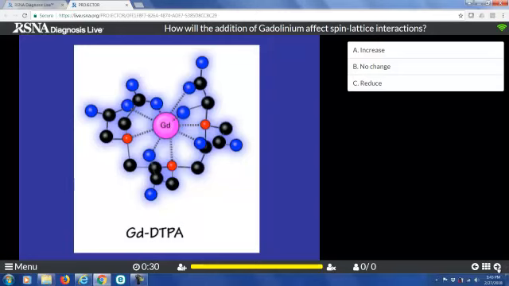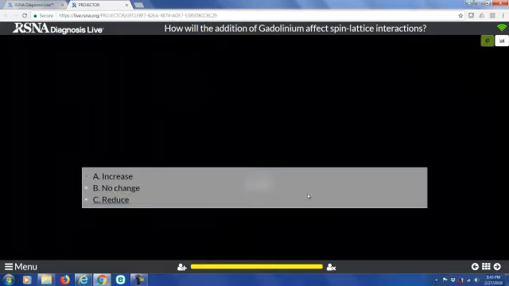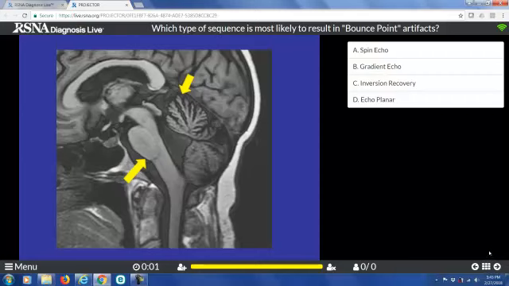Pause your video, and the correct answer is you get more interactions, so T1 goes down. That's the secret to understanding these issues. When you have more interactions, T1s go down. When you have fewer interactions, T1s will go up.